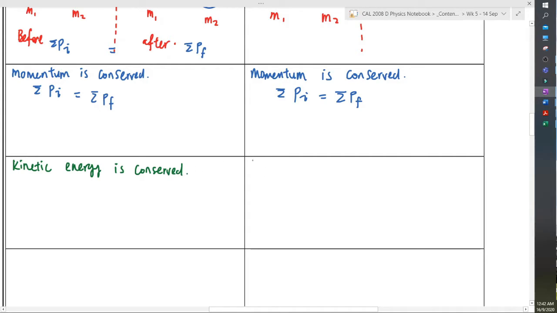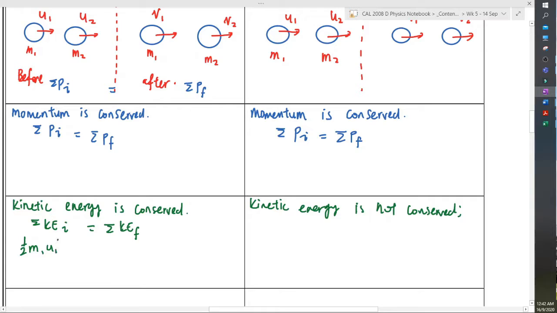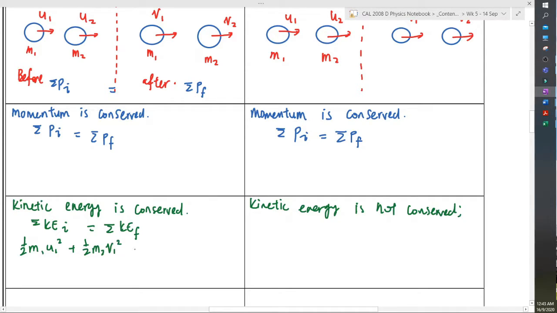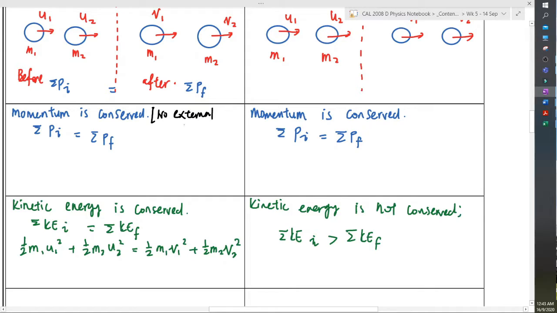So here is the defining characteristic of elastic and inelastic. For elastic, kinetic energy KE is conserved. For inelastic, KE is not conserved. That's why I can use the KE equation and say half m1 u1 square plus half m2 u2 square will be equal to half m1 v1 square plus half m2 v2 square. So the kinetic energy is not lost for elastic, but the kinetic energy is lost for inelastic.